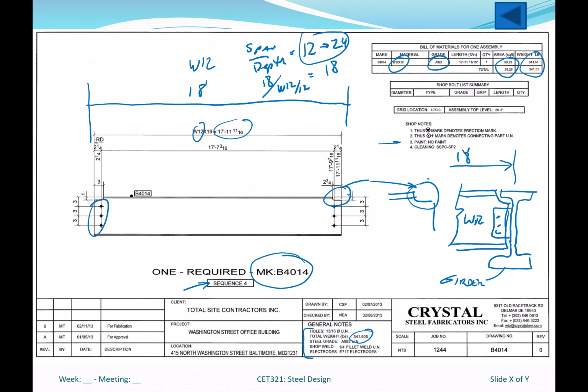Notice here, no paint and SSPC 2, so that's a Structural Steel Painting Council cleaning definition, SP2. Okay, SP2, SP1. SP1 is the most difficult one. It's almost blast clean. So lots of information here.